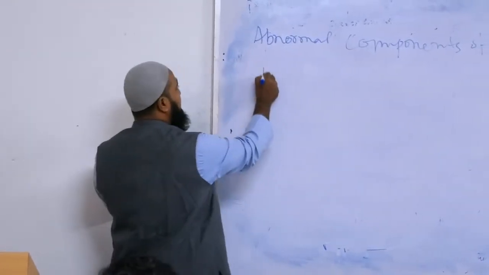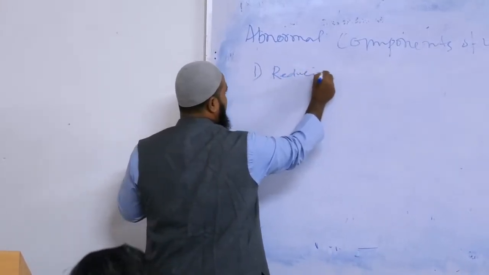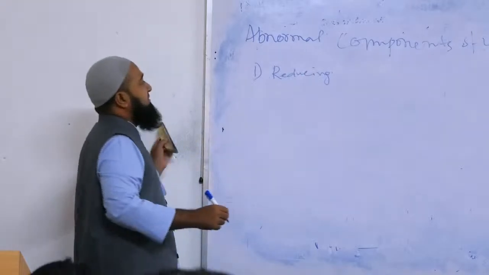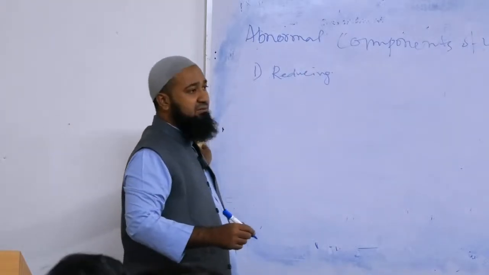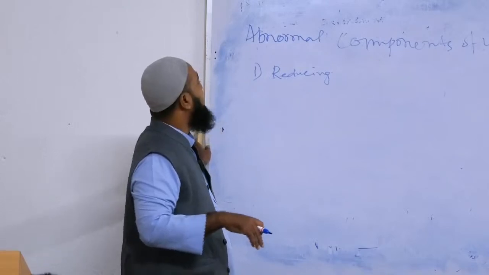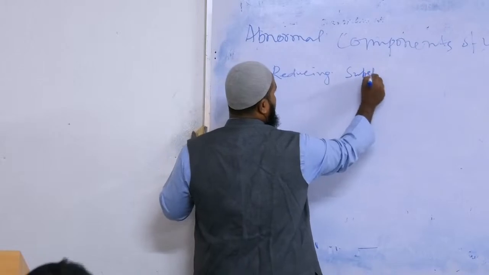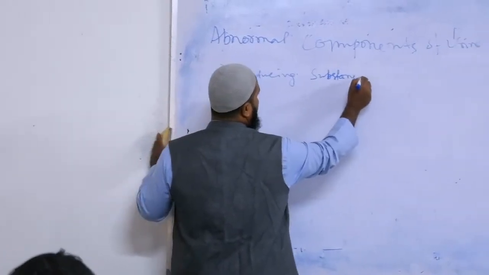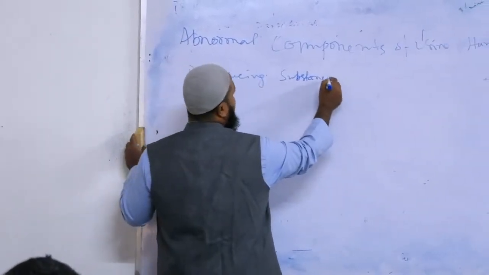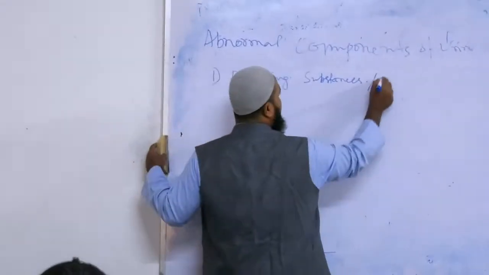What were they? Number 1, for those who were absent in the previous class, this is the repeater class: reducing substances. Why reducing substance, not sugar?